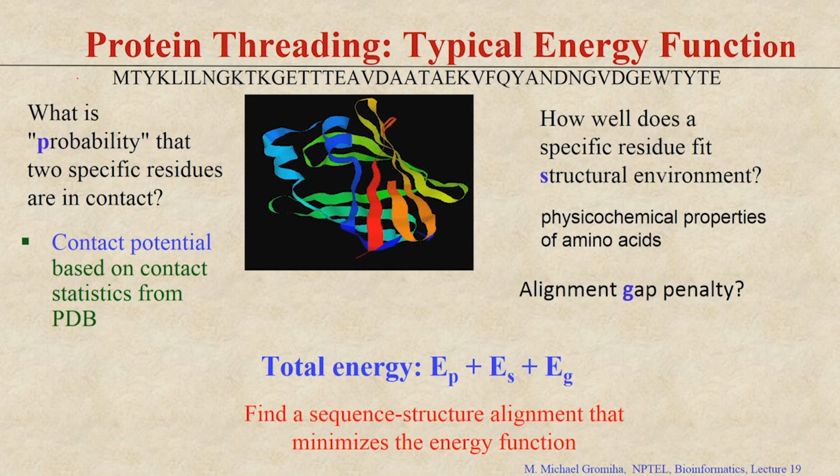How to use this scoring function? Okay, this is a sequence, and they use 3 different aspects. One is what is the probability that 2 residues are in contact.